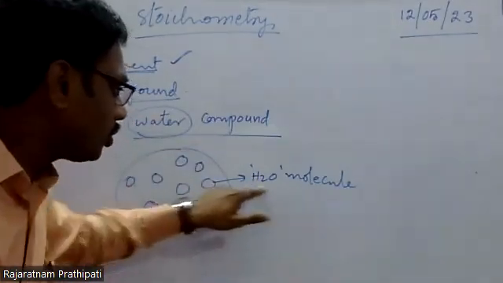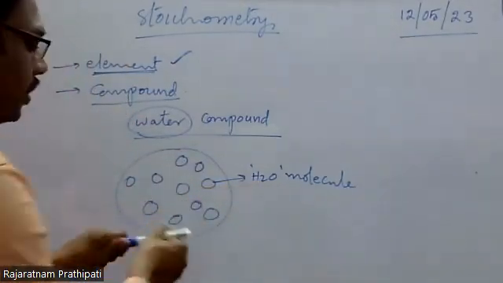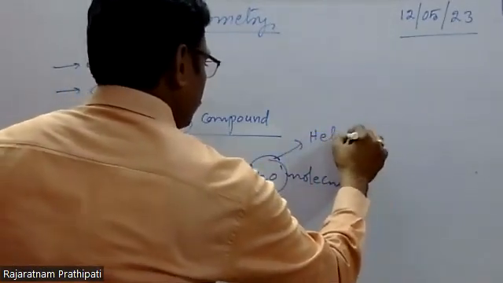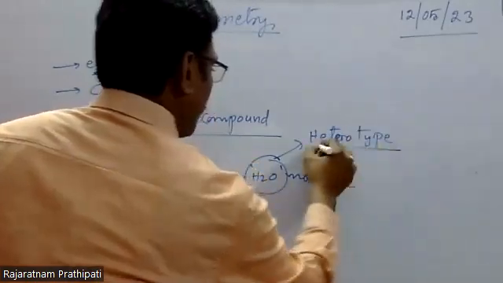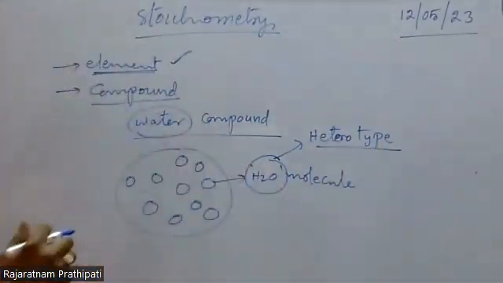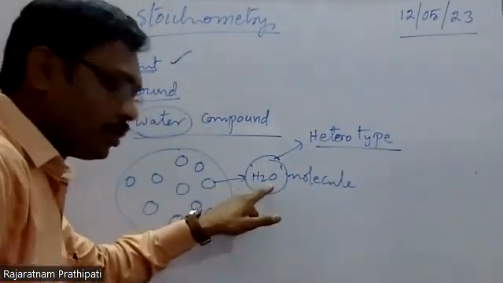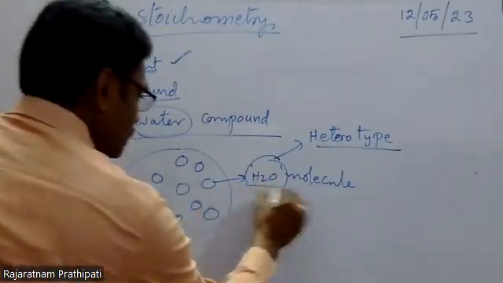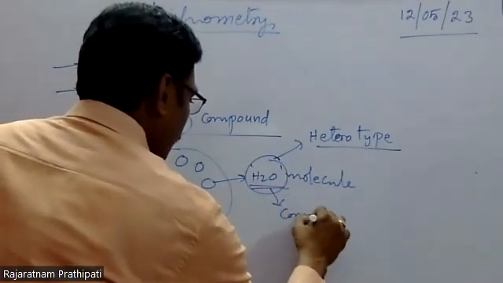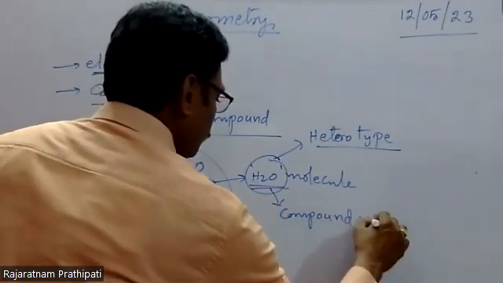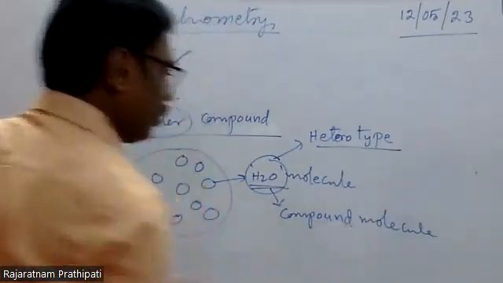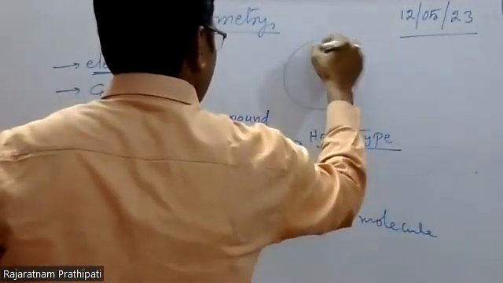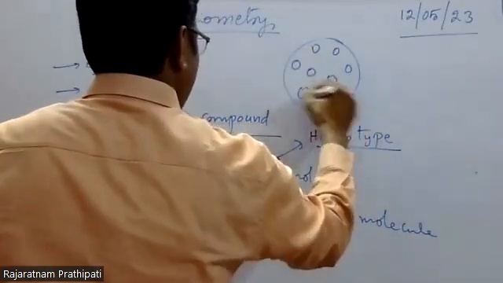But which type of molecule? This is a heterotype molecule. Heterotype molecule means two different types of atoms. That's why this molecule is called a hetero molecule, with different types of atoms. This is also known as a compound molecule.